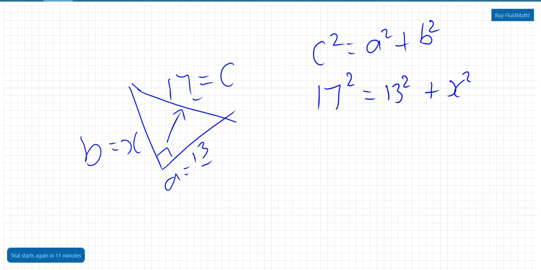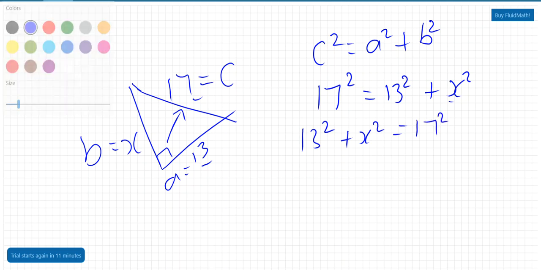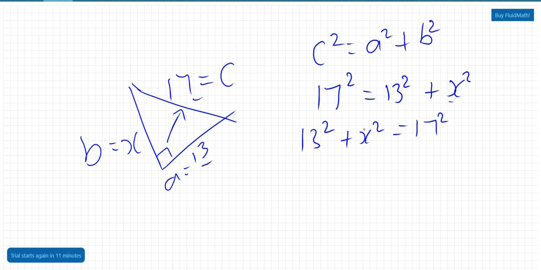Now at this stage, you can just rearrange it quickly. I'll do it step by step. So I like to have my X on the other side. So I'm just going to rewrite it. So 13 squared plus X squared equals 17 squared. My next step is, we'll just change the color, to get X by itself. So minus 13 squared, that cancels out, minus 13 squared.